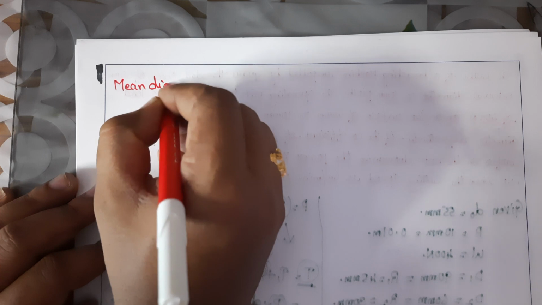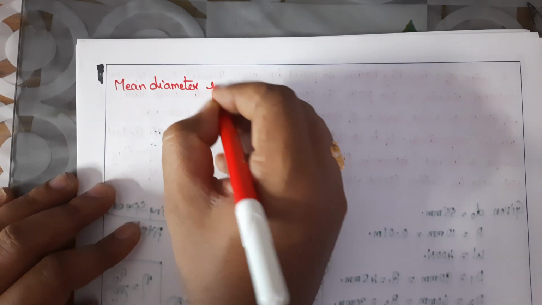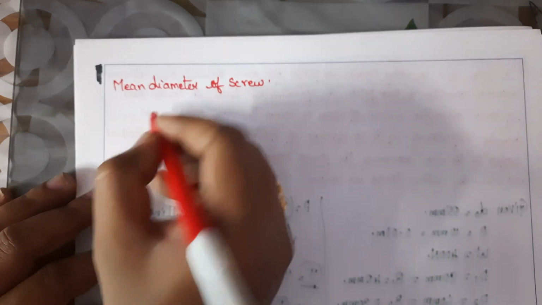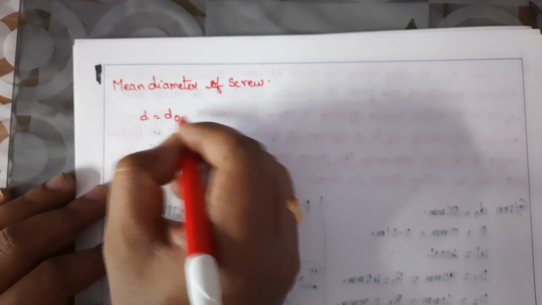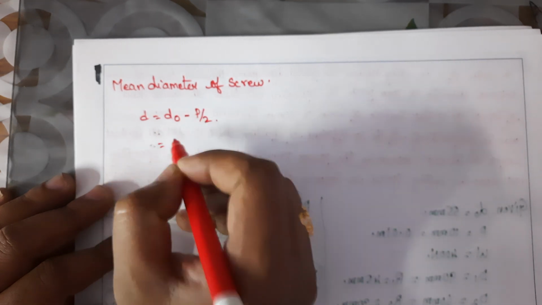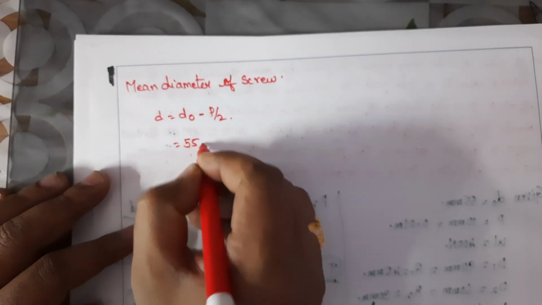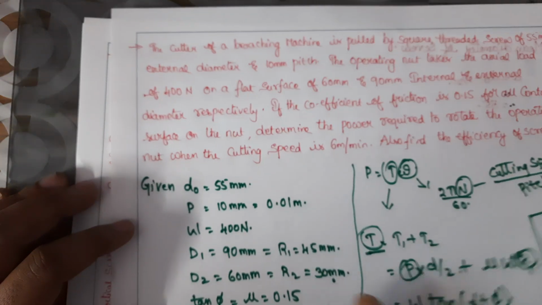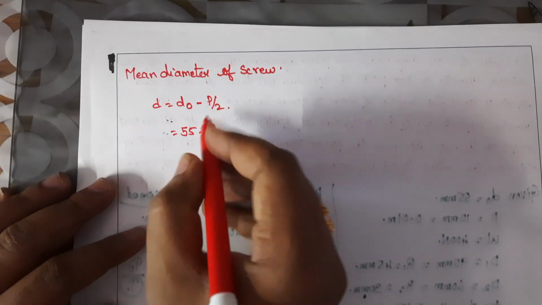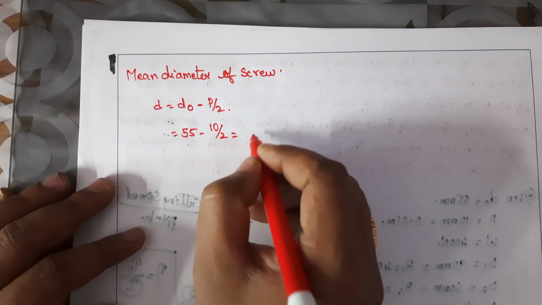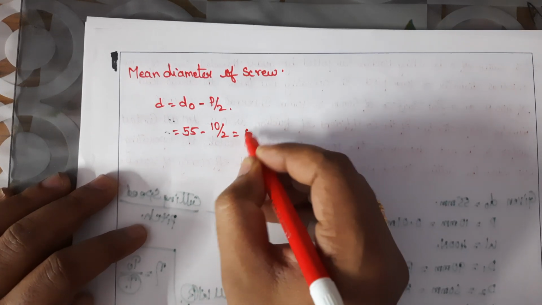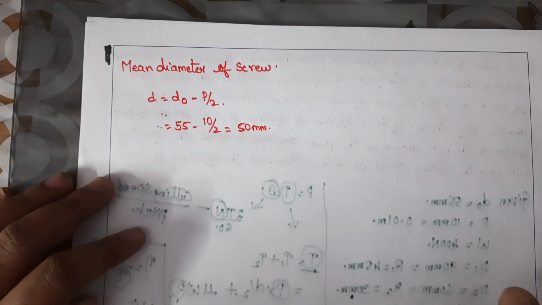So that we can have a clear view of this. Okay, so the first thing we have to do is find the mean diameter of the screw, that is D is equal to D naught minus P by 2. In the question he has given the D naught value as 55 minus the P value he has given as 10 mm, 10 by 2. So we will be getting 50, around the same as almost 50.